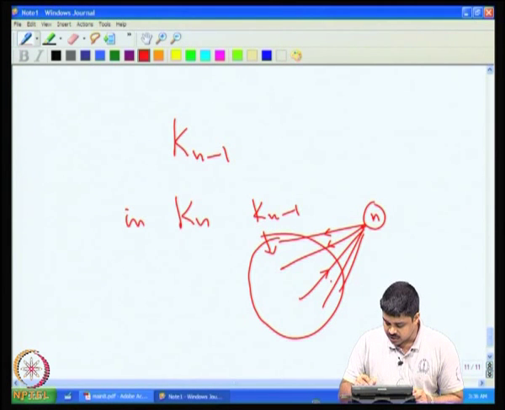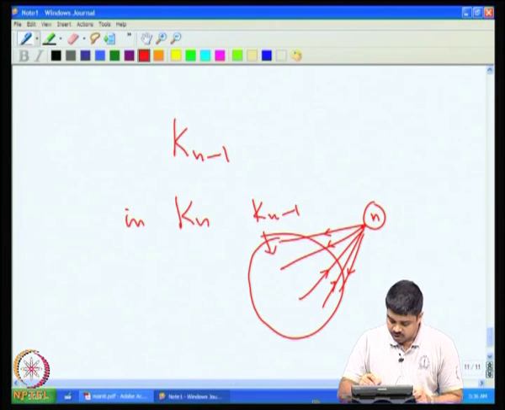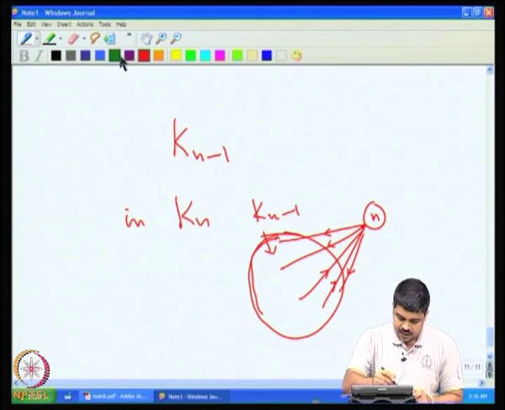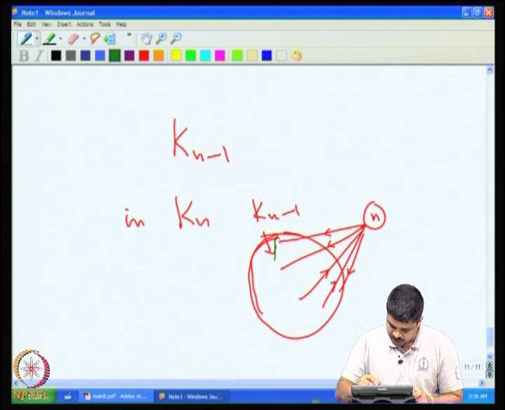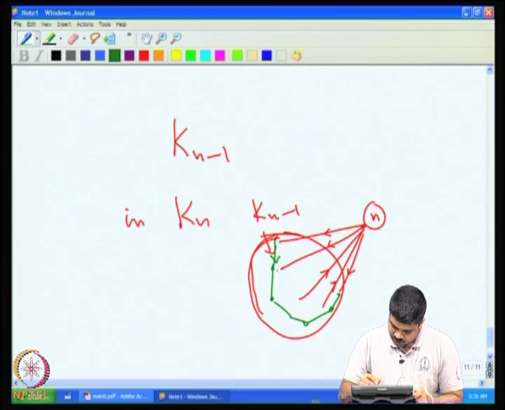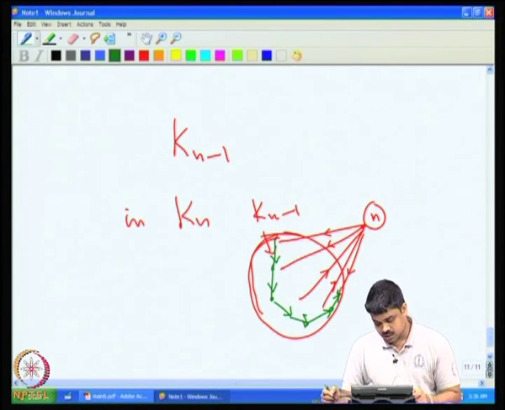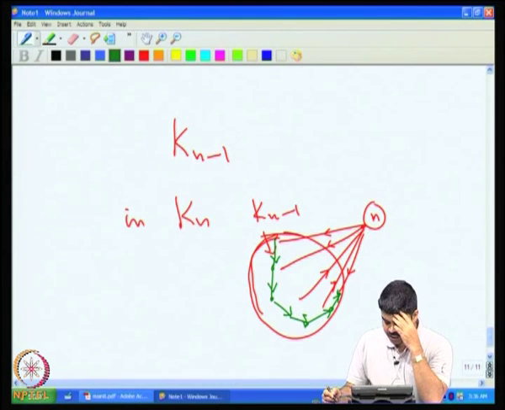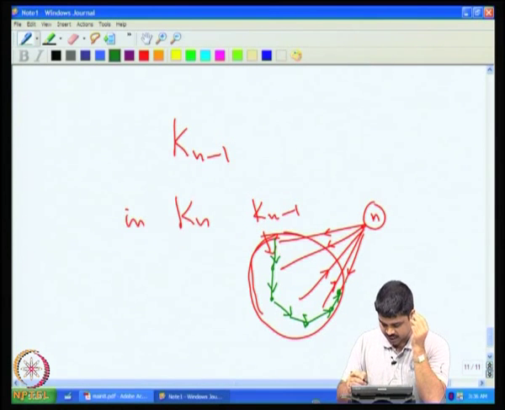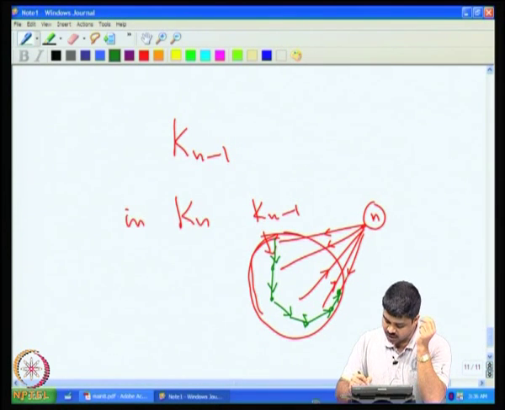some of them may be directed like this, some of them may be directed like this, whatever it is. So there will be some directions. What you do is, because by induction you know that there is a directed path here, maybe some directed path is there here, the idea is you will first look at the last vertex of this directed Hamiltonian path and see how this edge is oriented.